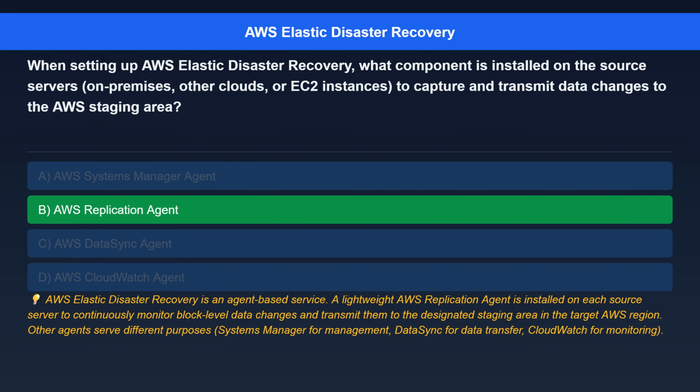The correct answer is AWS Replication Agent. Here's the explanation. AWS Elastic Disaster Recovery is an agent-based service. A lightweight AWS Replication Agent is installed on each source server to continuously monitor block-level data changes and transmit them to the designated staging area in the target AWS region. Other agents serve different purposes: Systems Manager for management, DataSync for data transfer, CloudWatch for monitoring.